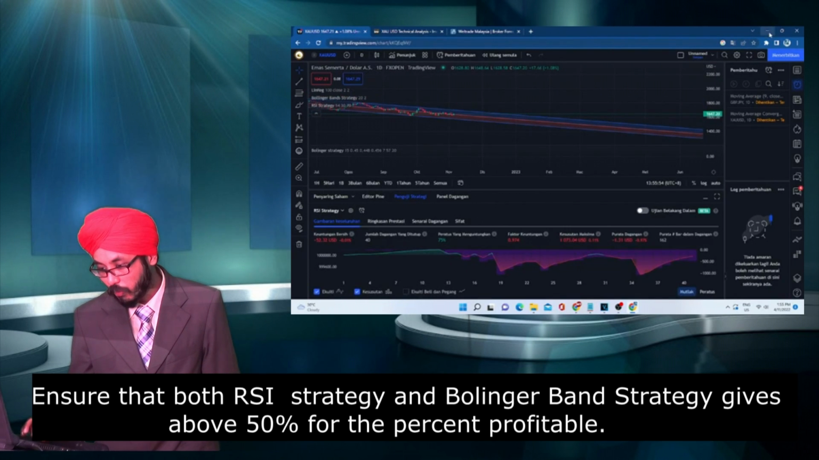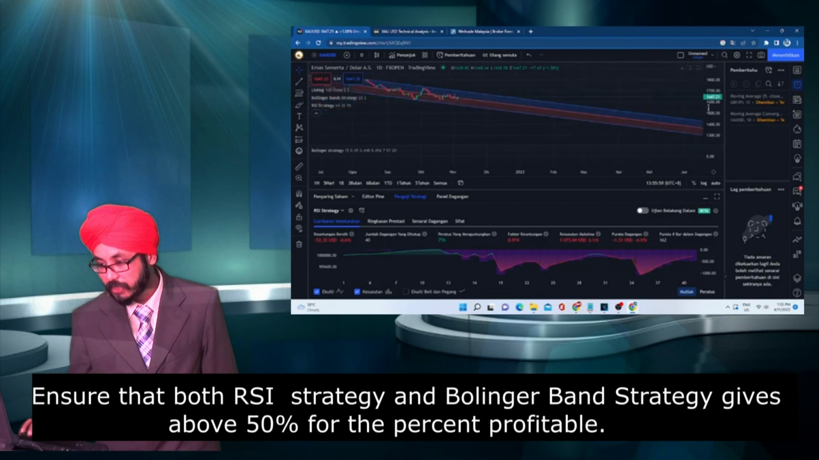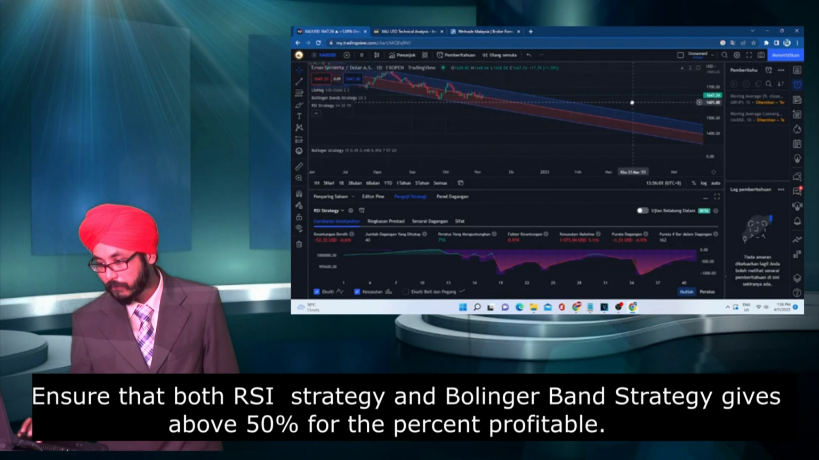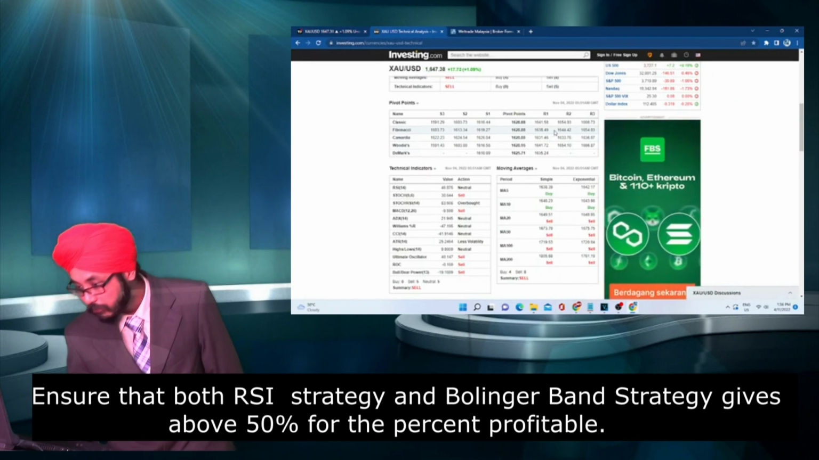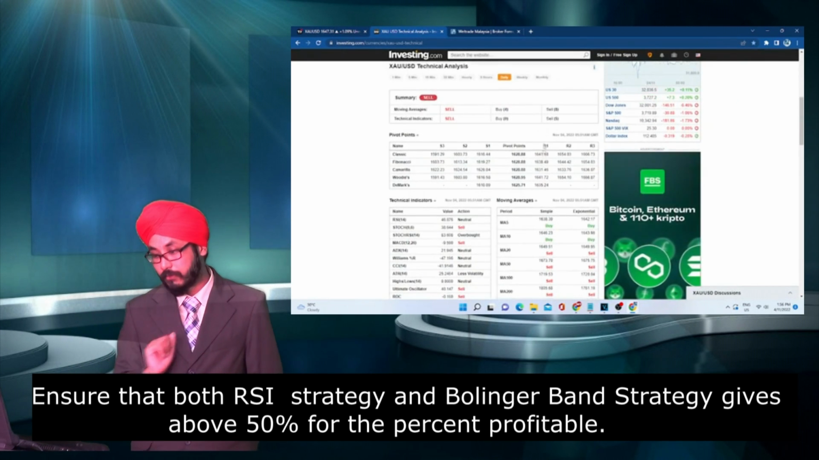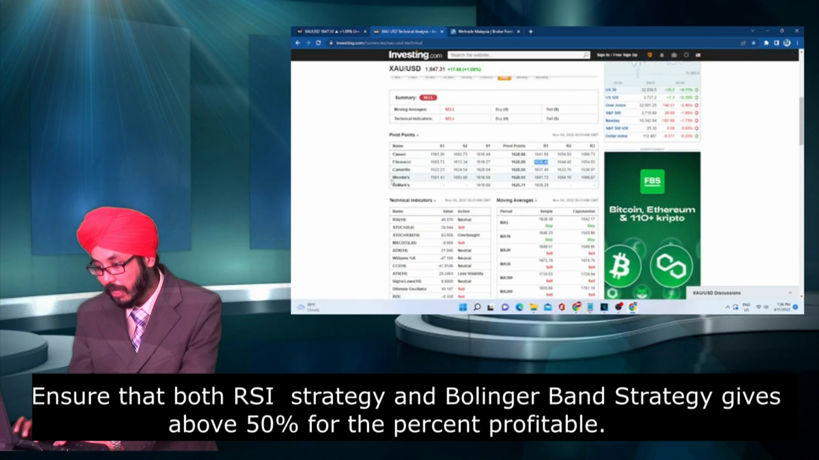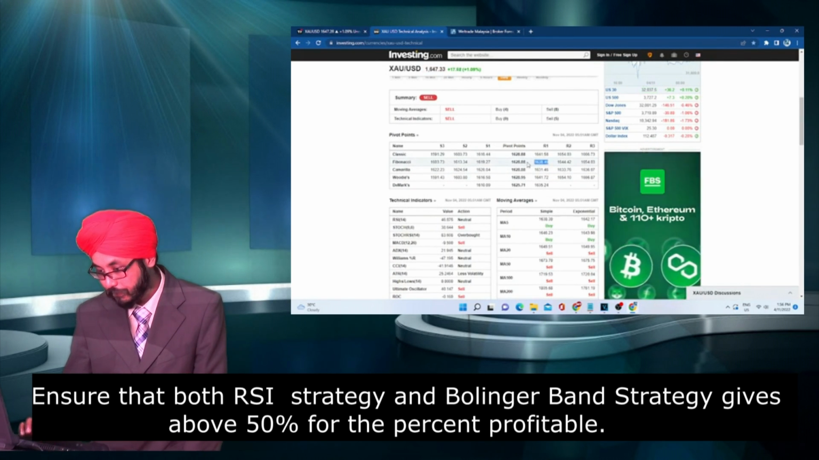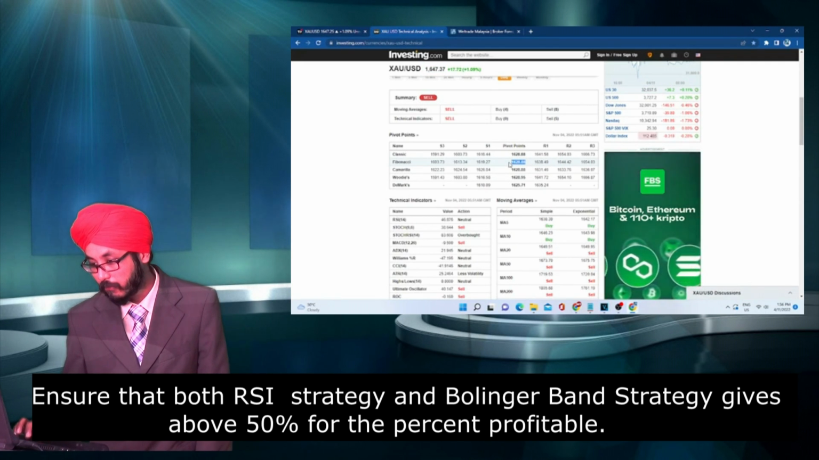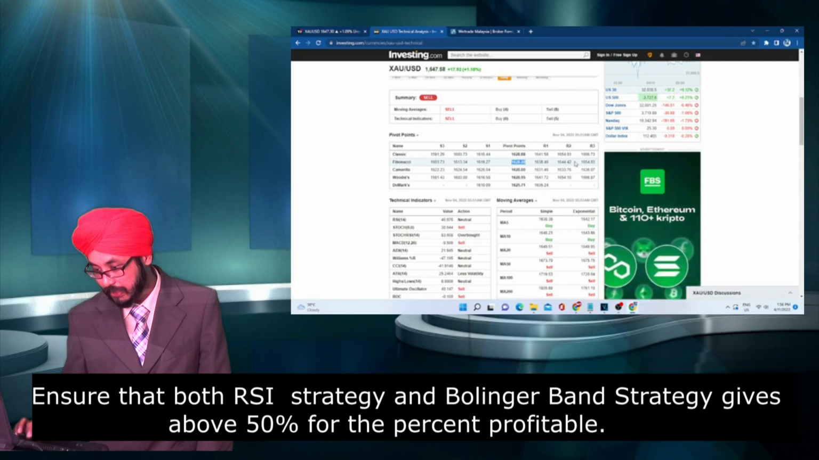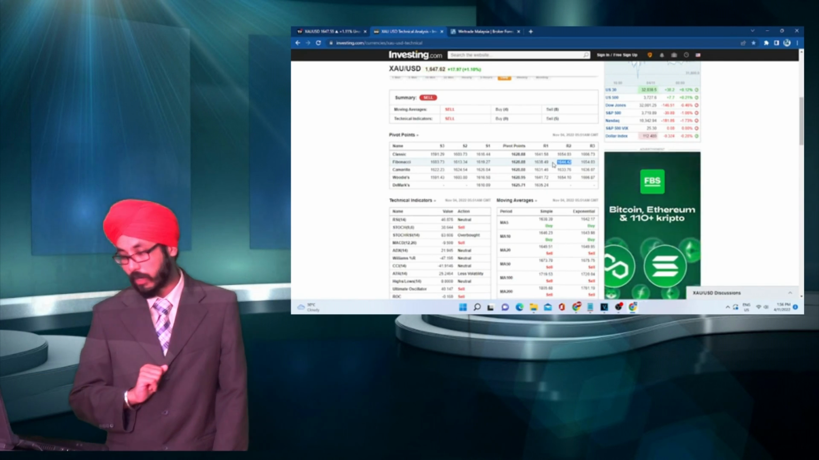We will have to check this with the RSI strategy. As you can see over here, for the RSI strategy, if we check at the daily, we have 75%. For the weekly we have about 40%, and for our monthly we have about 100%.